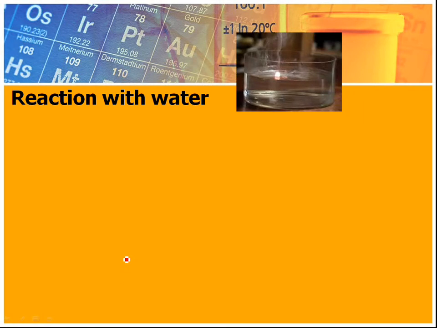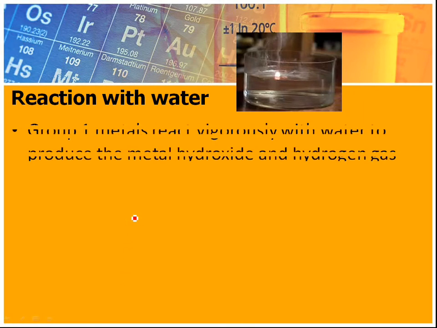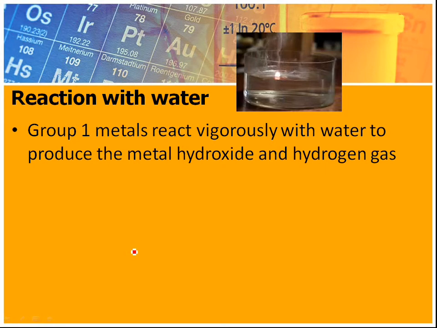So the reaction with water. Group 1 metals react vigorously with water to produce the metal hydroxide and hydrogen gas. So in this picture at the top you can see a group 1 metal being dropped into water, and it reacts very vigorously.